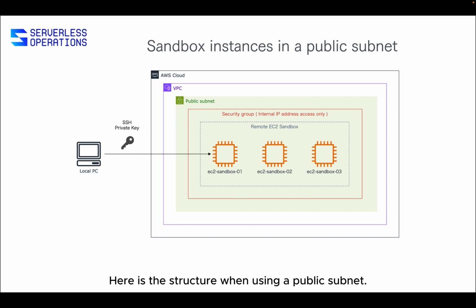Here is the structure when using a public subnet. Developers can connect to the EC2 using a private key, and they should restrict SSH access with a security group.